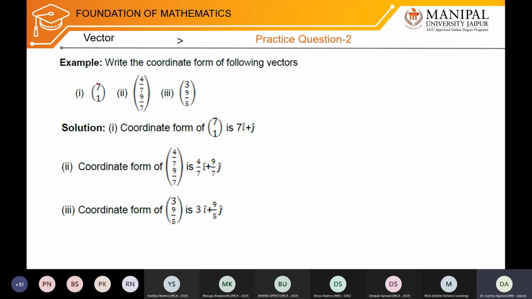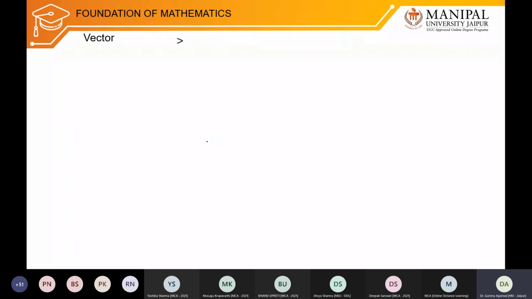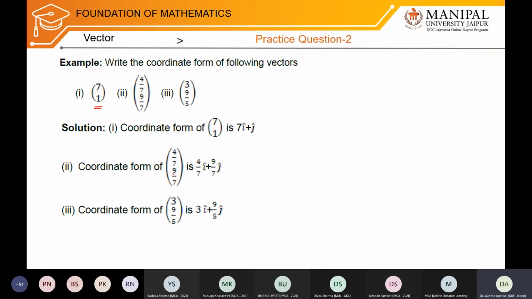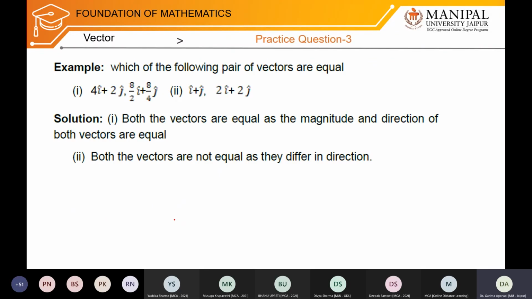Now the reverse form, if the vector is represented in the matrix form, how we can write it in the normal form, that is 7 i cap plus j cap, or 4 by 7 i cap plus 9 by 7 j cap, or 3 i cap plus 9 by 5 j cap. Clear? Which of the following pair of vectors are equal? I have two pairs of vectors and I need to find which pair is equal.